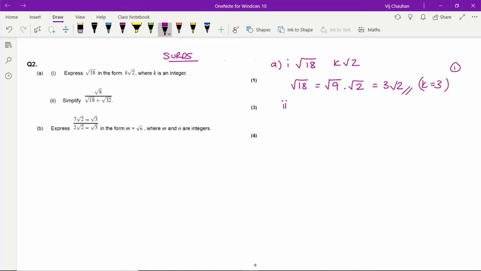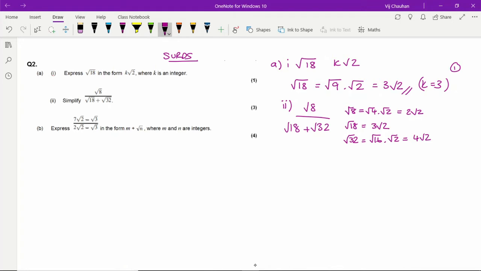For question 2, again we're looking at simplifying. So here we've got root 8 over root 18 plus root 32. So again, you're going to deal with these separately. So root 8 is root 4 times root 2, which is 2 root 2. We've got root 18, which we've done previously in the other question, which is 3 root 2. And we've got root 32, which is root 16 times root 2, which is 4 root 2.